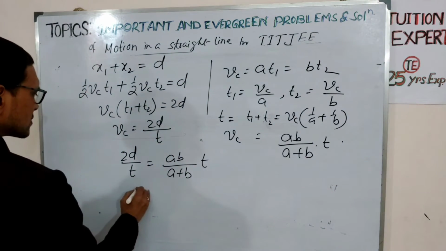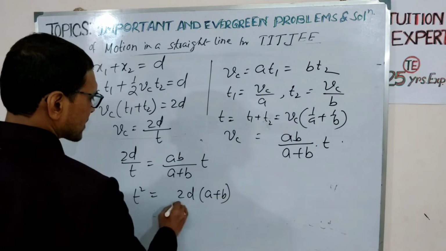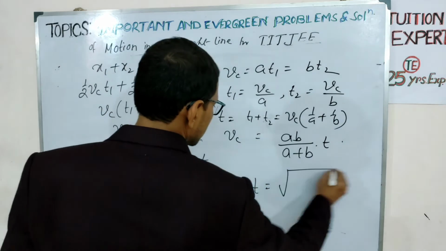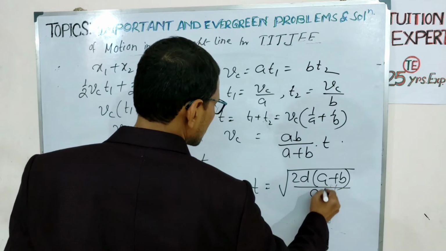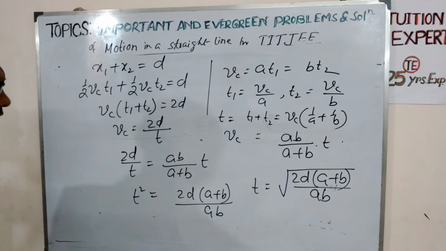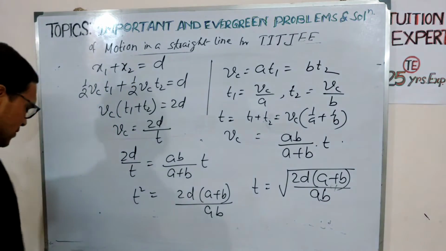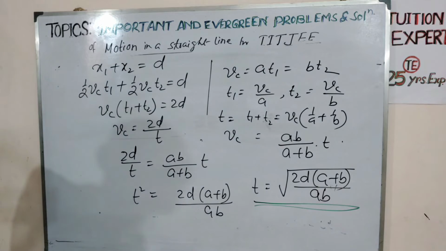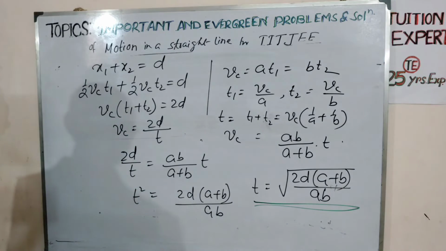So t square equals 2d(a plus b) by ab. So t equals root over this. This way we can calculate the time taken t in terms of a, b, d. So this is the answer. We just have to eliminate vC, and if we eliminate vC, then we get the time taken t in terms of a, b and d.